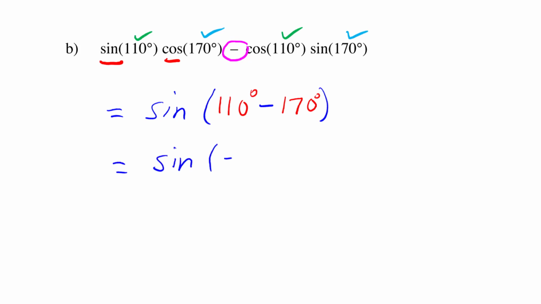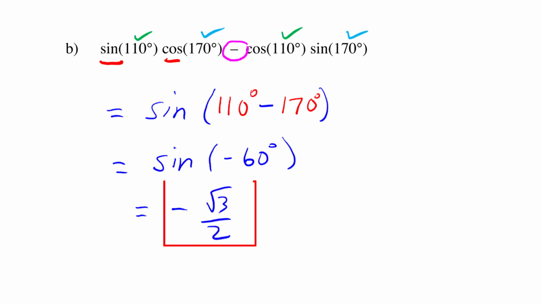Well, that actually is the sine of negative 60 degrees. That's a fourth quadrant value where sine is negative. And sine of 60 is root 3 over 2. So negative root 3 over 2.